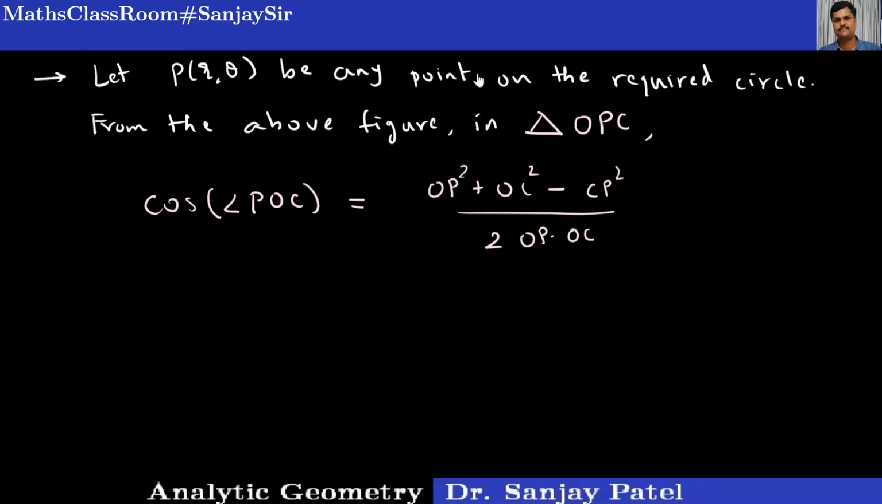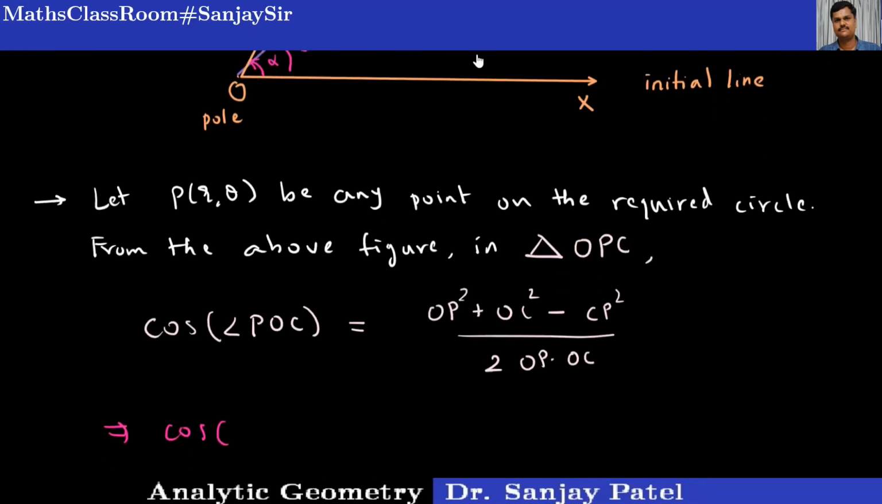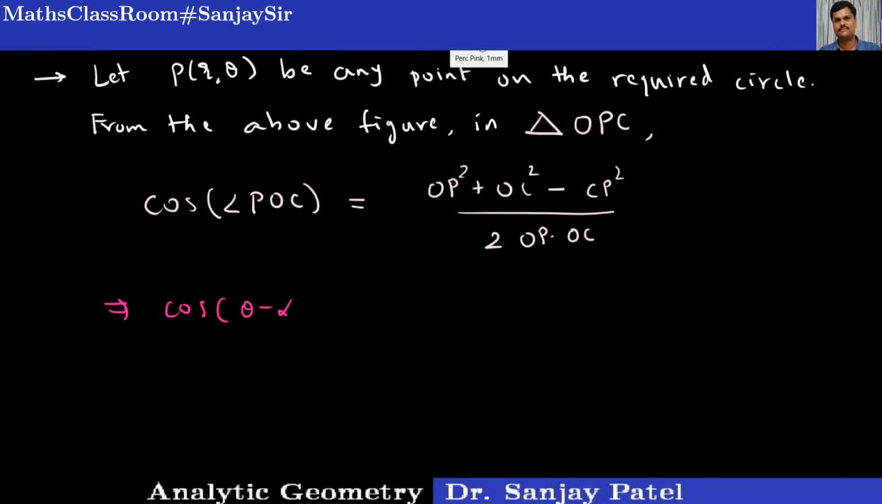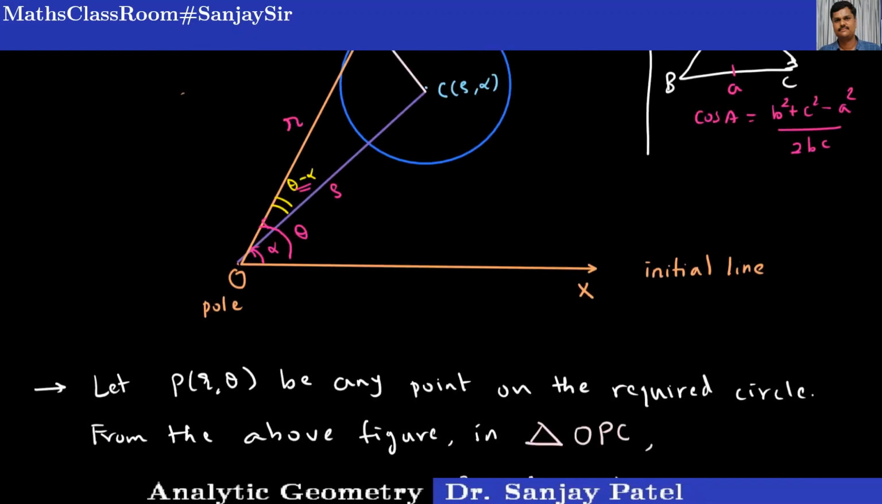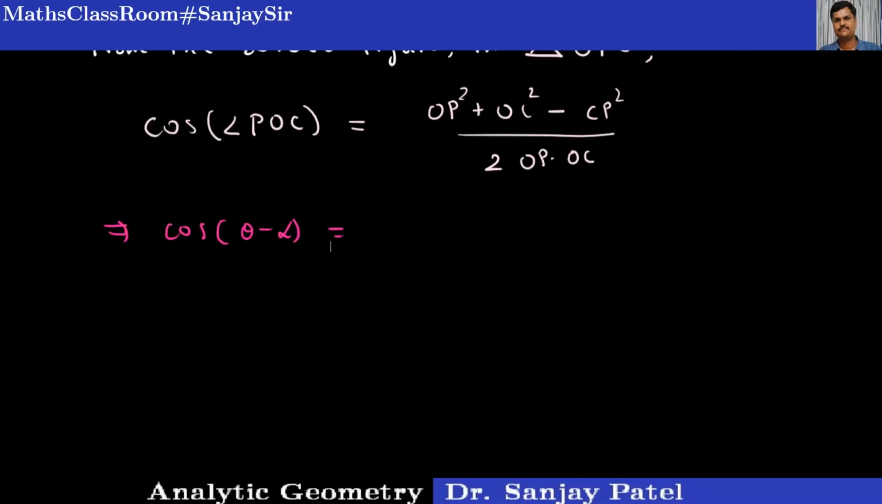And we know all these values. So this implies cos of the angle POC, which is this theta minus alpha, so I am writing here theta minus alpha, is equal to OP square, which is r square, and OC square is rho square, and CP is the radius.